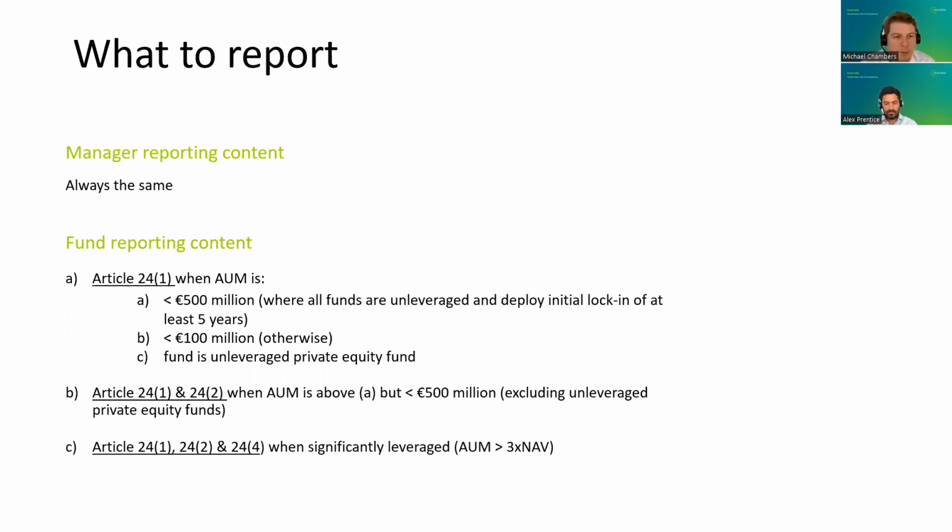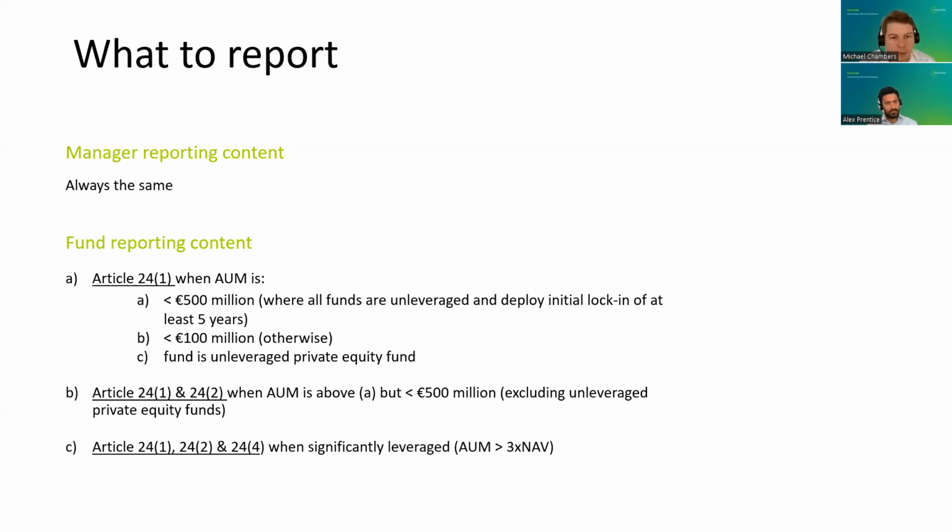We've tried to summarize it here, but there will naturally be nuances to various different fund structures that warrant some more detailed analysis. But just running through the simpler examples, funds can restrict themselves to only reporting Article 24.1, i.e. that relatively straightforward section that I highlighted on the previous slide, if they meet one of 3 main criteria. One is that if their AUM is below 500 million, that threshold is available to funds that are entirely unleveraged and deploy lock-ins of at least 5 years based from original investment to investors.